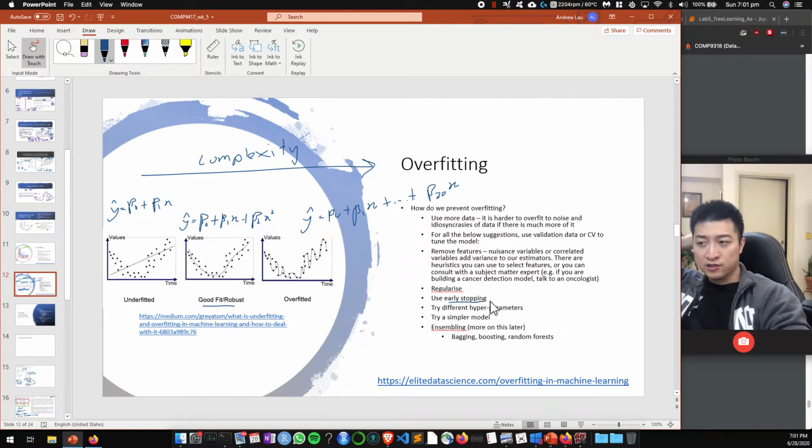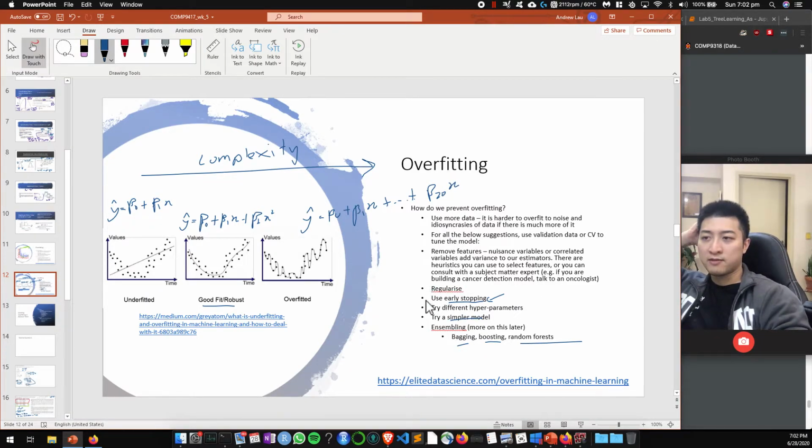There's early stopping you can use in a variety of different models. You can try a bit of hyperparameter tuning, simpler models, bagging, boosting, random forest. There are a lot of different ways to control overfitting. But just keep these in mind.